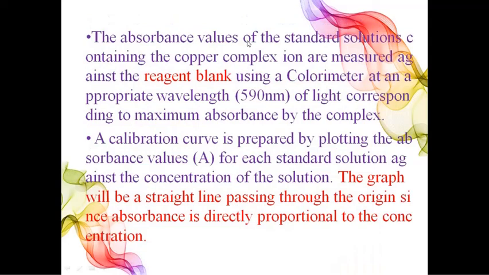The absorbance values which you are going to get from the colorimeter for the standard solutions of the copper complex ion are measured against the reagent blank. The blank solution is the one which does not contain metal ion, using a colorimeter at an appropriate wavelength of 590 nanometer. Then you have a calibration curve, prepared by plotting the absorbance value for each standard solution. The graph will be a straight line passing through the origin, since absorbance is directly proportional to concentration.